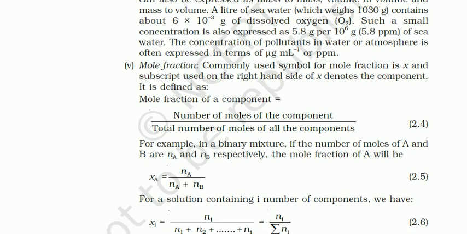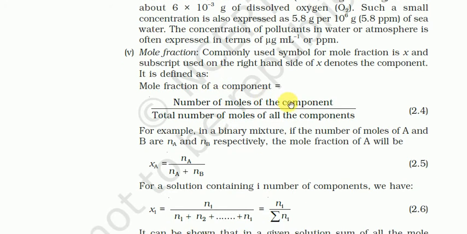Here is the mole fraction, which is very important. The mole fraction of a component is equal to the number of moles of the component divided by the total number of moles of all components. In a binary mixture, meaning it has two components A and B, where the numbers of moles of the components are Na and Nb, if we want to know the mole fraction of component A, then Na will be at the top and Na plus Nb at the bottom.